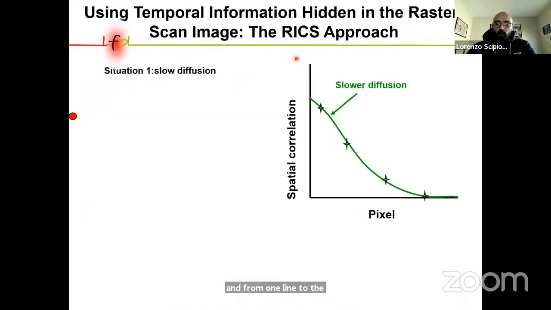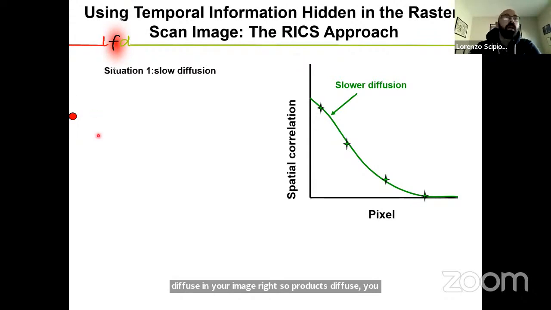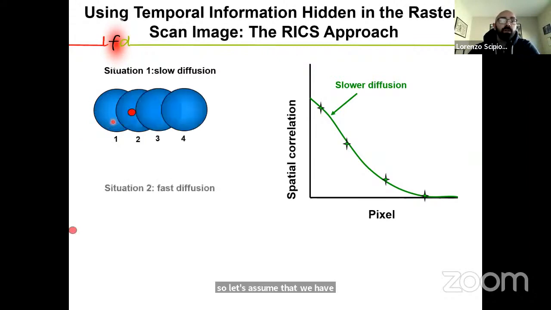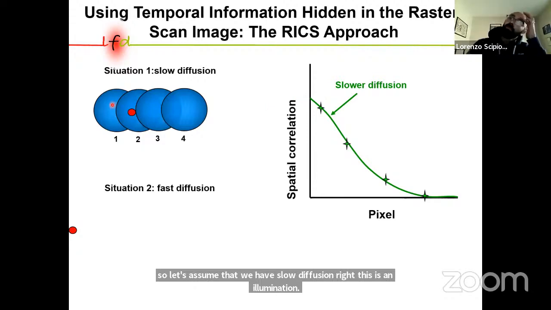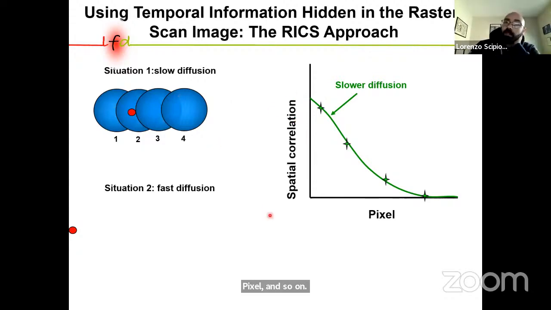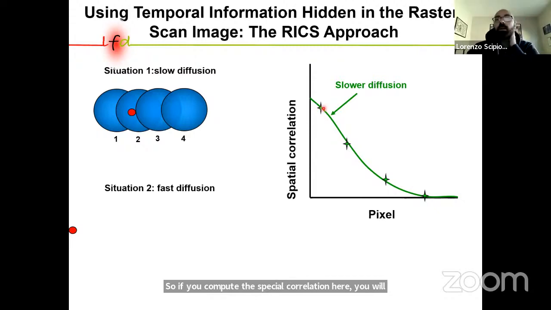A couple of examples. While you are imaging, molecules diffuse in your image, right? So proteins diffuse, you have your fluorescent tag, so you can track them. Let's assume that we have slow diffusion. This is the illumination spot of the first pixel, second pixel, third pixel, fourth pixel, and so on. If you compute the spatial correlation here, you will have high correlation between adjacent pixels, and then it will decay over time.